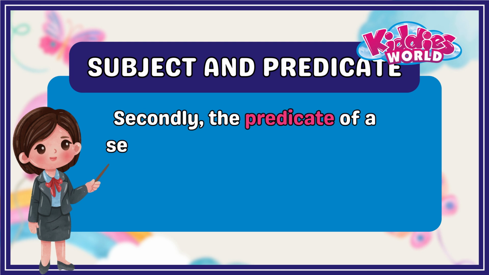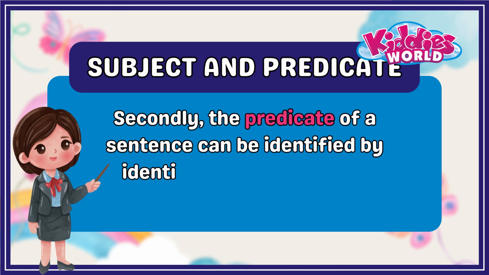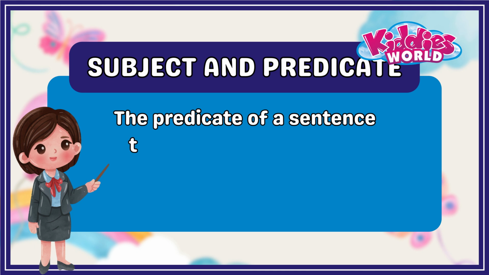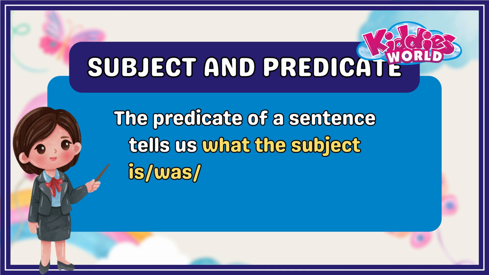Secondly, the predicate of a sentence can be identified by identifying the part of the sentence that contains the verb. The predicate of a sentence tells us what the subject is, was, were, or has had.